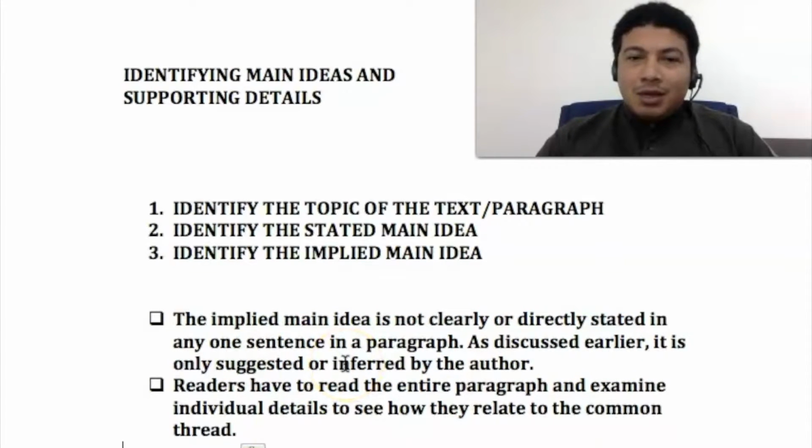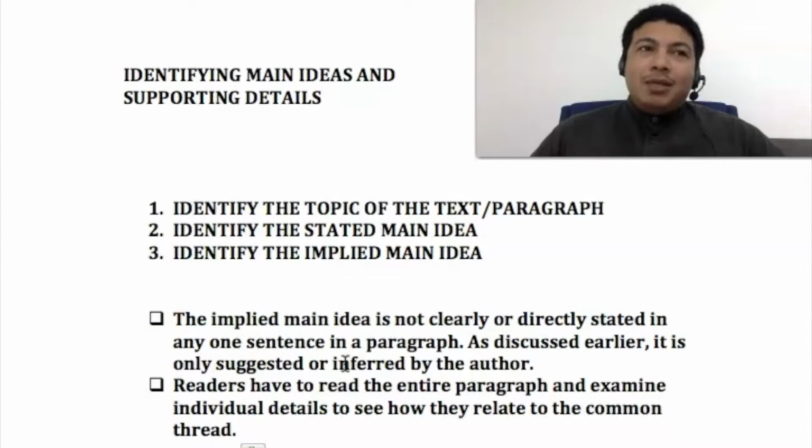So the implied main idea is the hidden thing, the hidden point that the author wants to tell the readers without telling it directly for many reasons, especially in a political article. So they don't say directly because they might be sued by the politicians, but they tell things indirectly. So when people read, people can understand that this is actually what the author wants to tell.